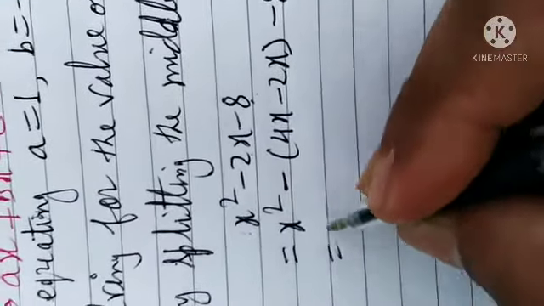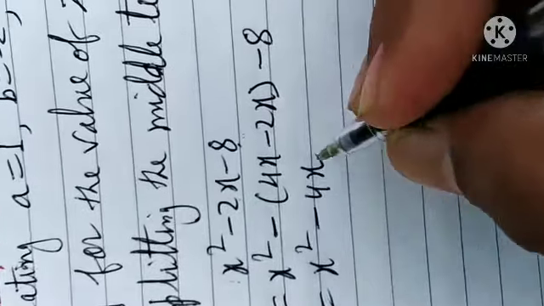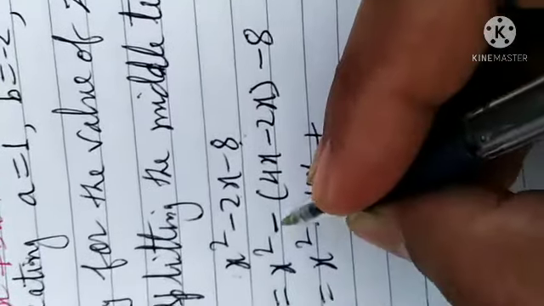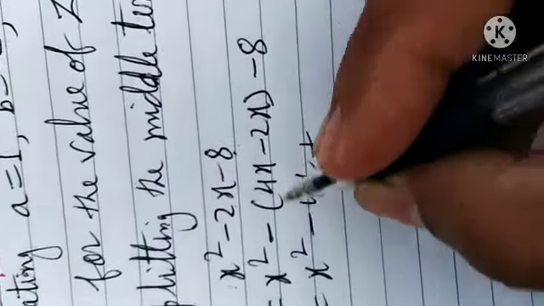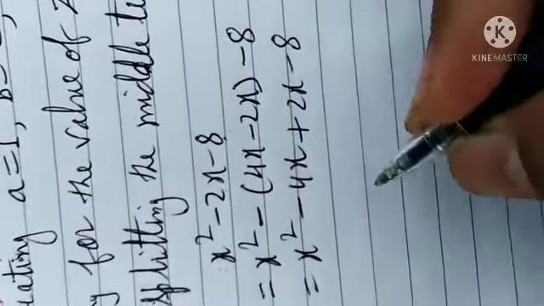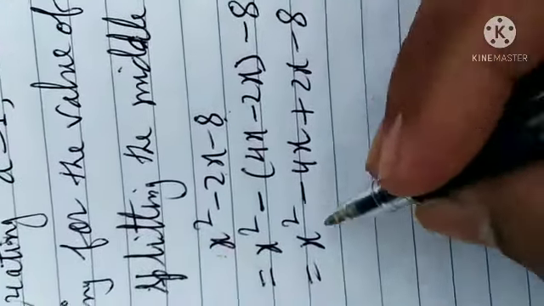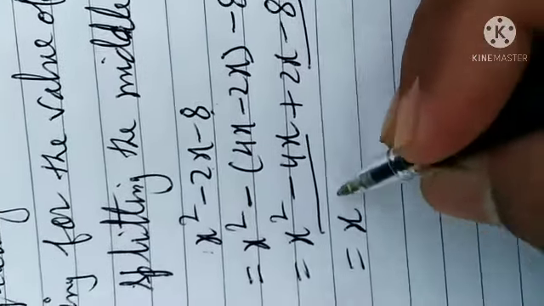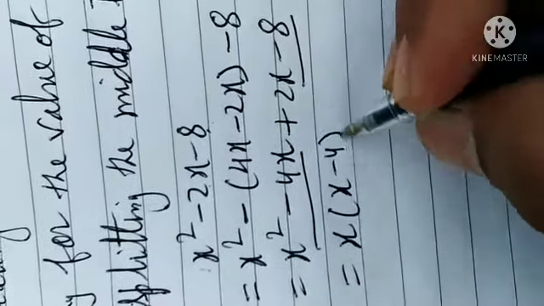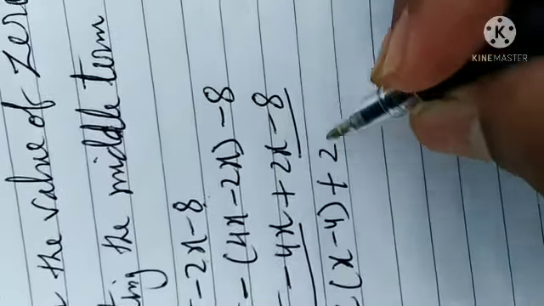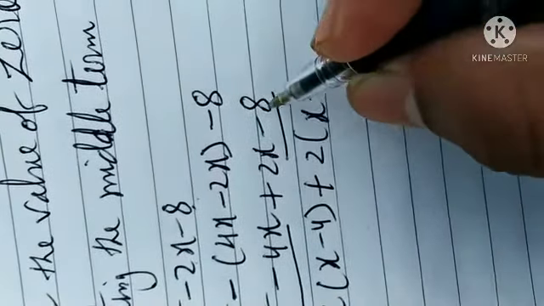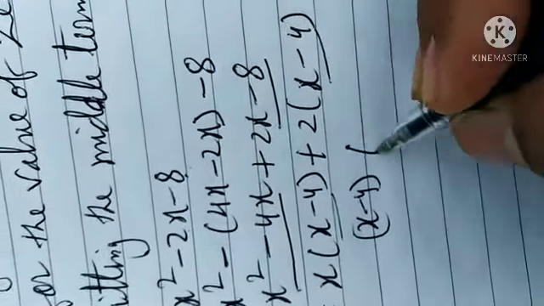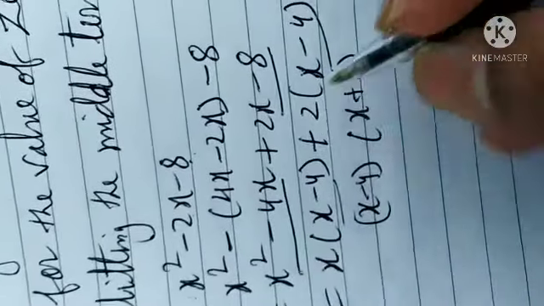Now what to do? See, x square minus 4x, and minus minus plus, if you open the bracket, because of this negative sign the sign will change. So this is positive, and 2x minus 8. Now we have four terms: the first pair and the second pair. What is common in the first pair? That is x only. So what remains inside? x minus 4. Plus, what is common in the second pair? That is 2. x minus 4, 2 fours are 8. Now x minus 4 is the same, so in one bracket x minus 4, and x plus 2 in the second bracket.